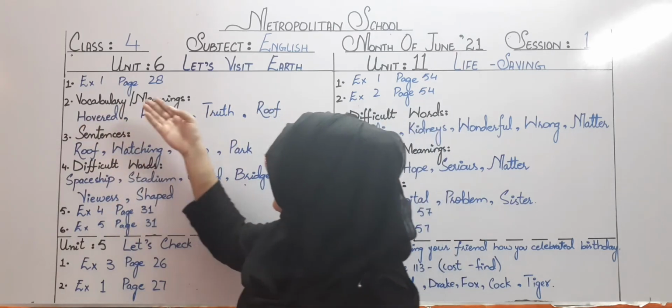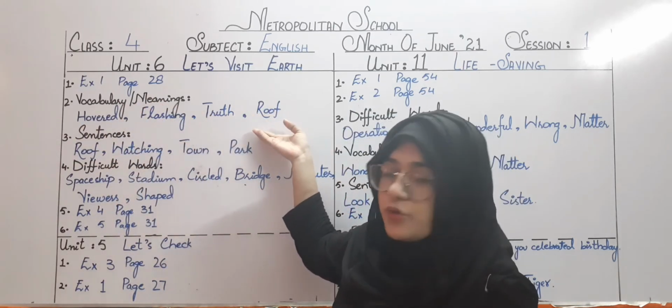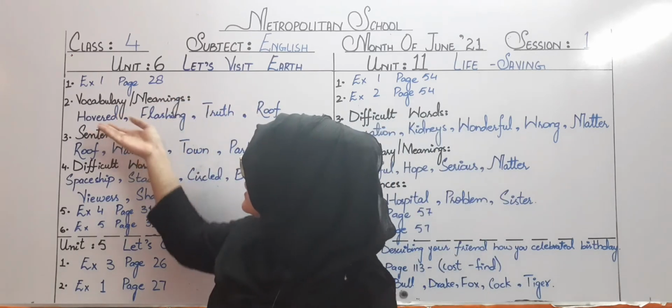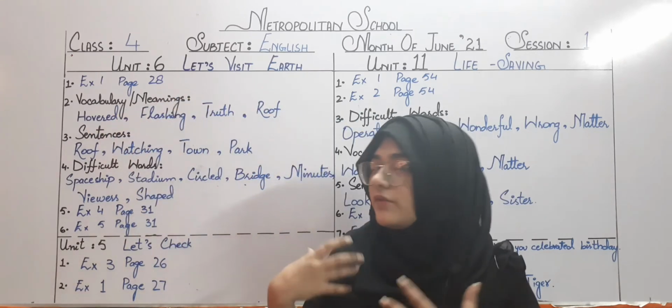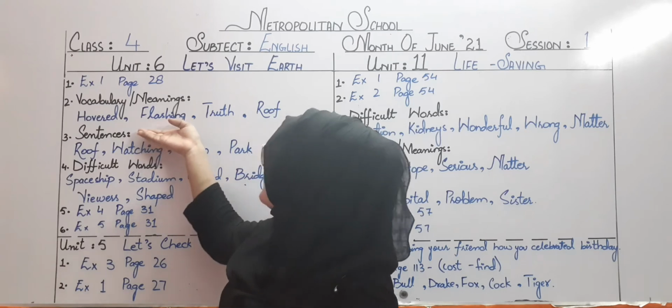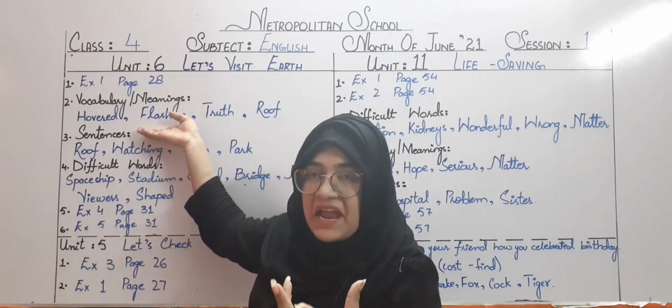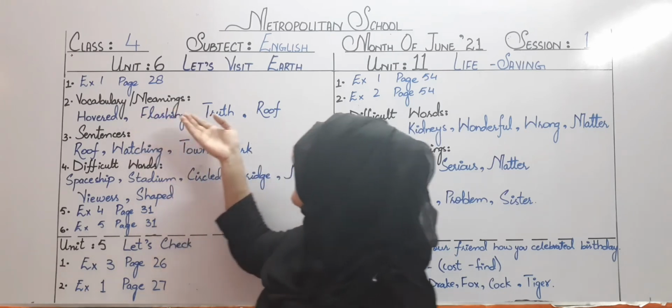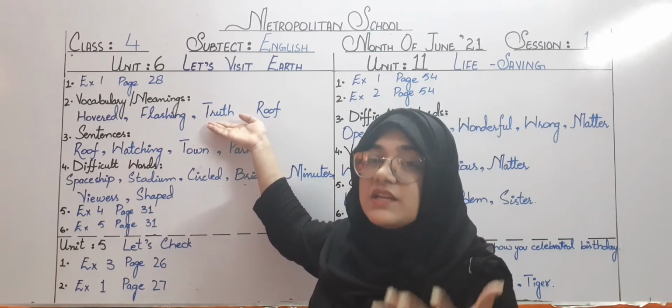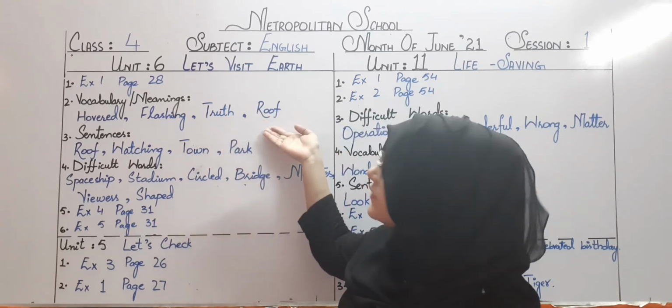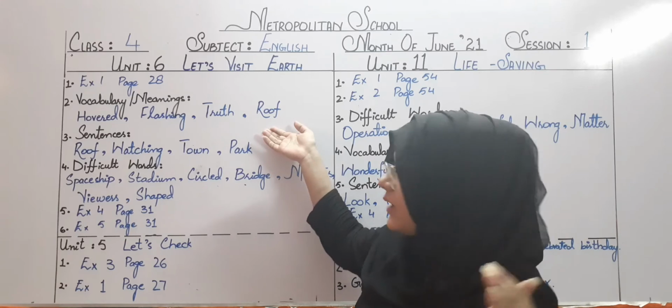First one is Howard, then flashing, truth, and roof. Then Howard means something which has gone very fast. Then we have flashing, which is a very bright light which affects our eyes. Then we have truth, something which is actual, and roof is the upper part of our houses, right?